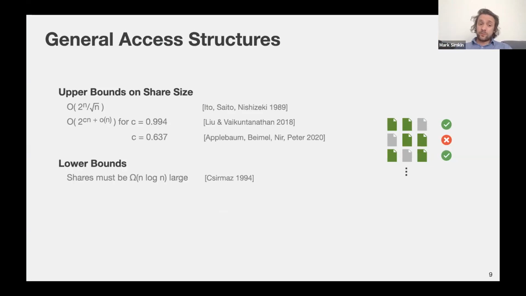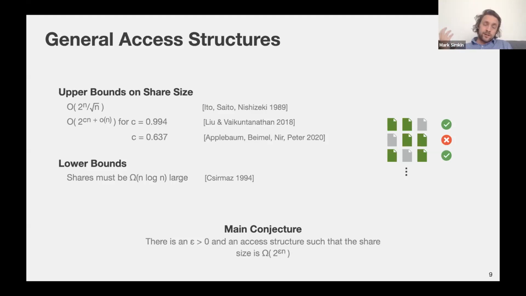In terms of lower bounds, we only have a slightly superlinear lower bound, which tells us that there exists some access structure for which the share size has to be n log n. As you can see, there's quite a large gap. And there is a roughly 20-year-old conjecture, or even older by now, that there exists some access structure where the share size necessarily has to be 2 to the epsilon n, where epsilon again is some constant greater than 0. So there exists some access structure for which we cannot have a truly efficient secret sharing scheme that scales well with the number of shares.